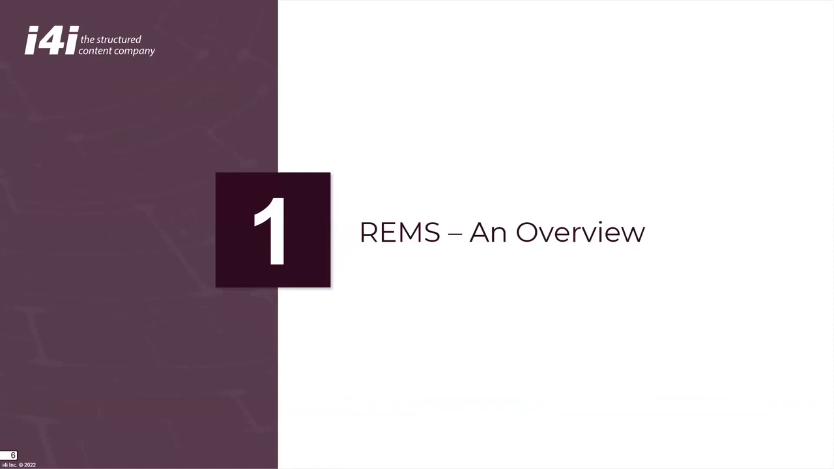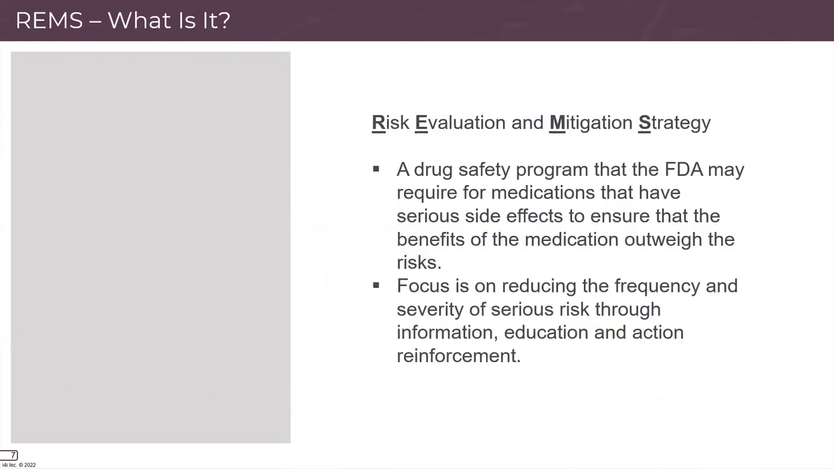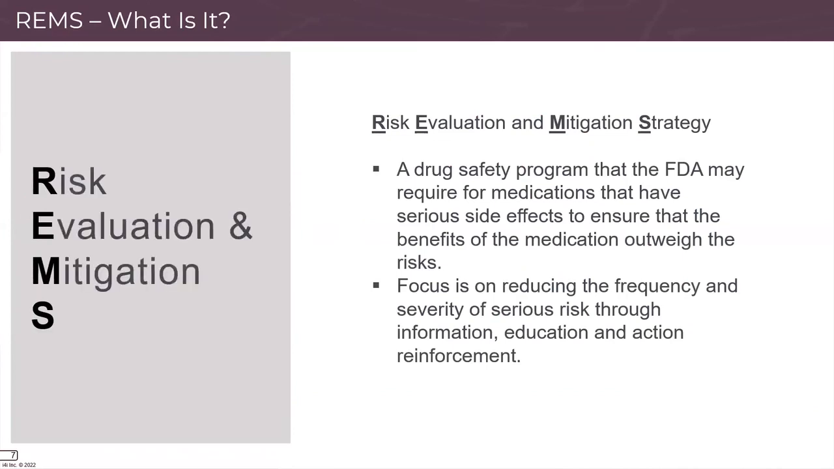So we're going to start at the beginning, though, and have an overview of REMS. First of all, what is REMS? REMS is a risk evaluation and mitigation strategy. It's a plan that the FDA might require for certain medications that have serious side effects. And the focus of REMS is on mitigating serious risk, not all adverse events, which the labeling already covers most of them. So the FDA can require a REMS before approval or after approval if new safety information comes to light.